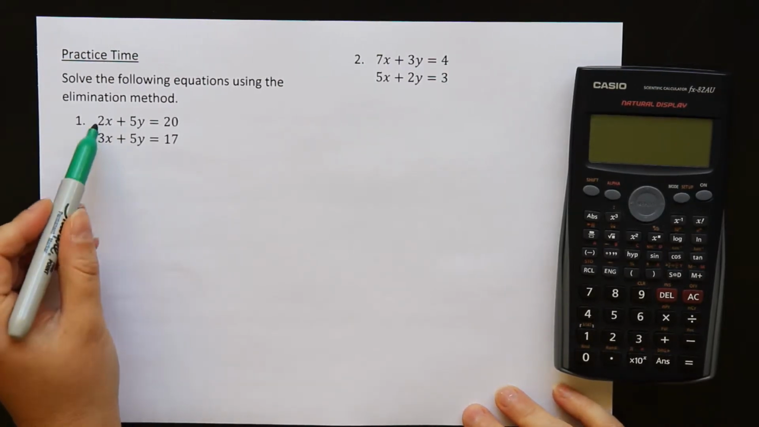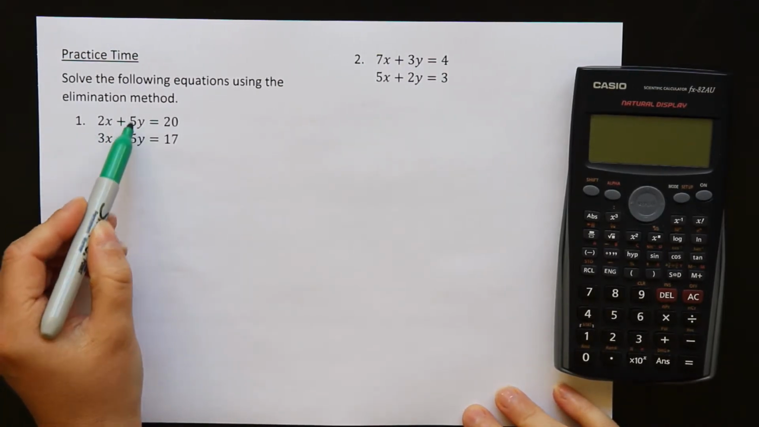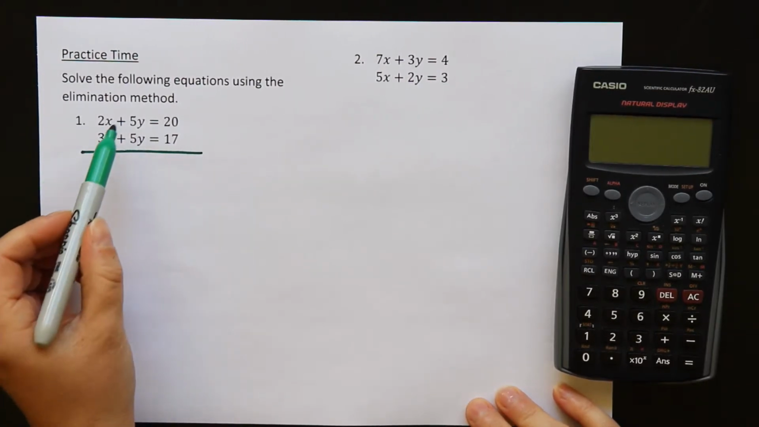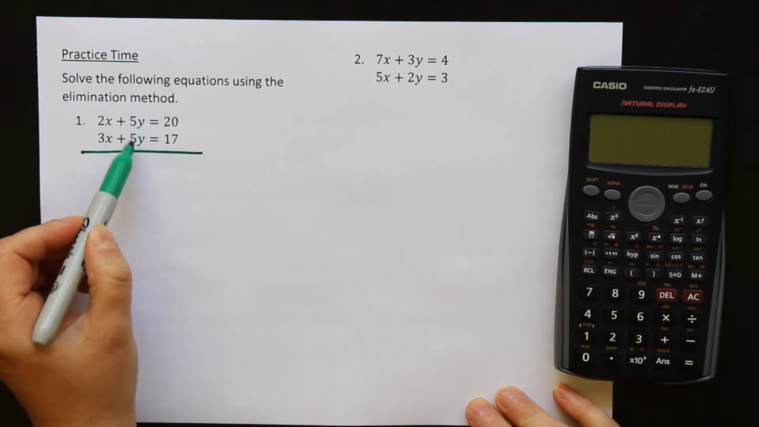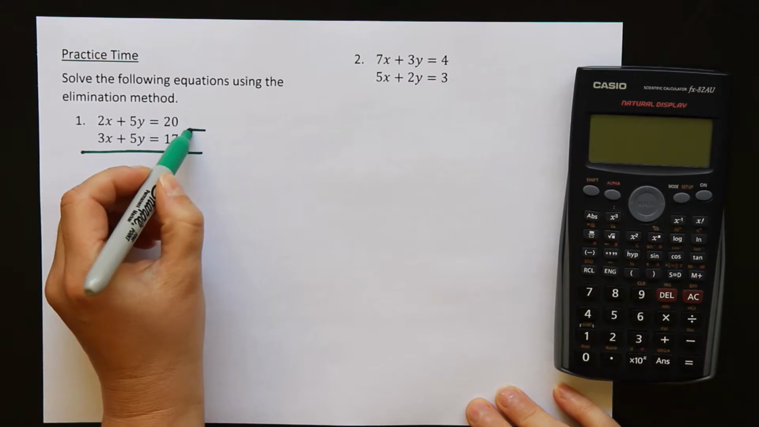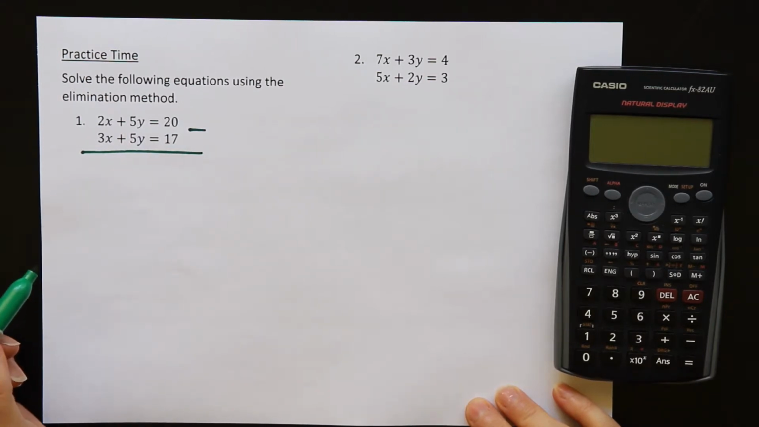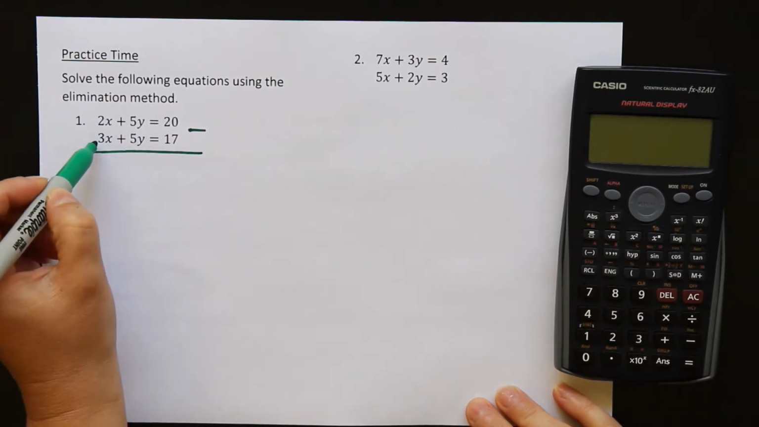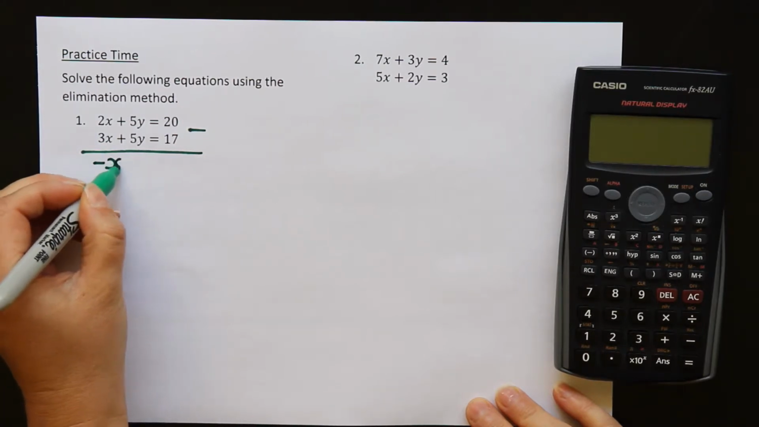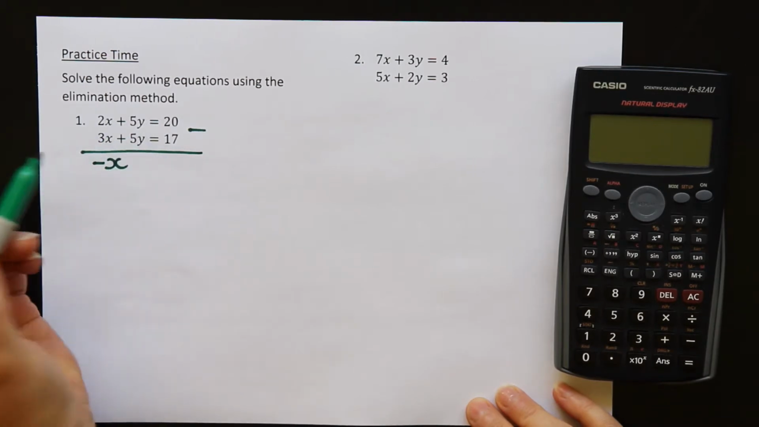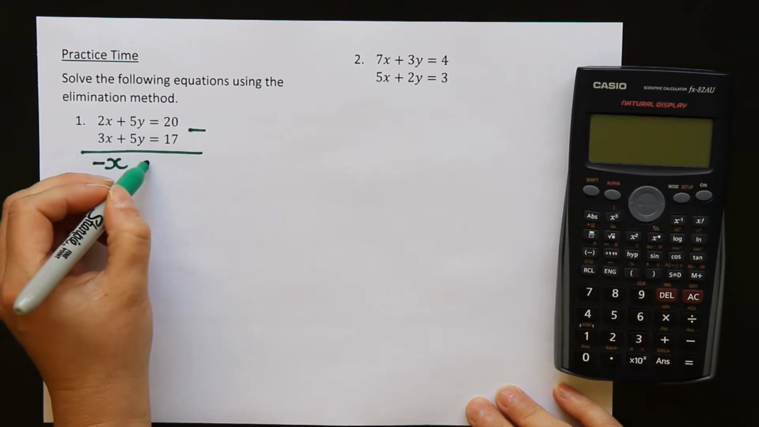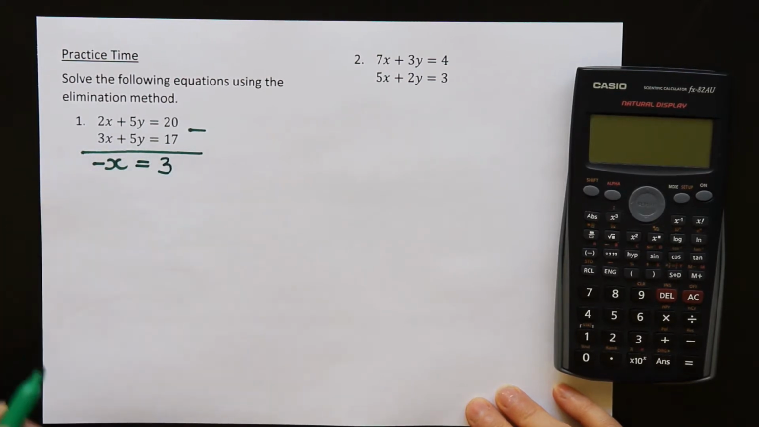Okay, so looking at these two equations, you can see that the 5y's have the same coefficient, so we don't need to change either of the equations. To make these terms cancel out, we have both pluses, so we will need to subtract the two equations. So let's go 2x minus 3x is a minus 1 or minus x. 5y minus 5y cancels out. 20 minus 17 is 3.